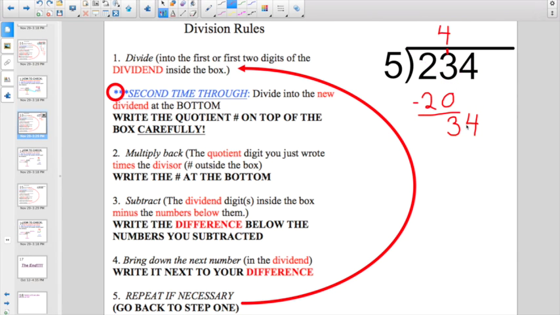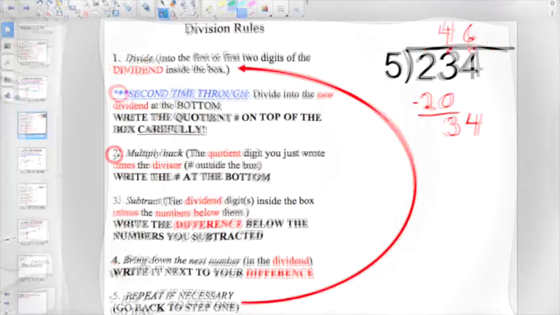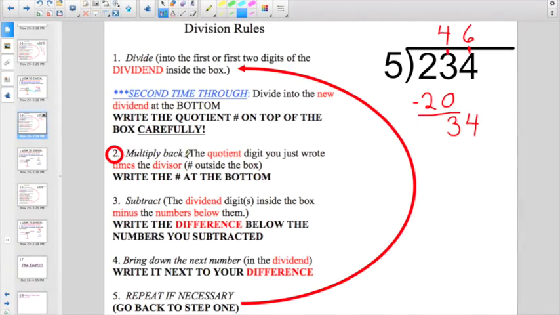So what is 34 divided by 5? 5 times what is going to get me close to 34? Hopefully you know that answer would be 6. And because I brought my 4 down, I'm going to write that number nice, neat, and straight right on top of the 4. Step 2, multiply back the quotient digit you just wrote.